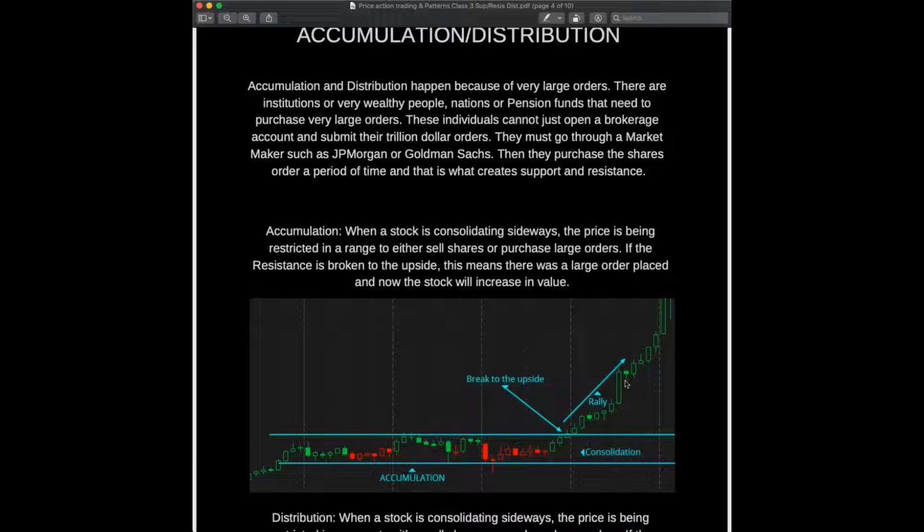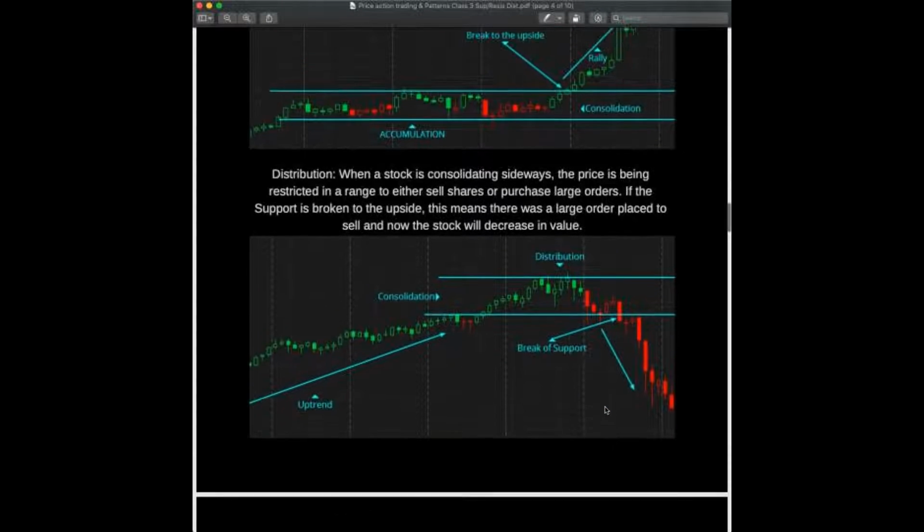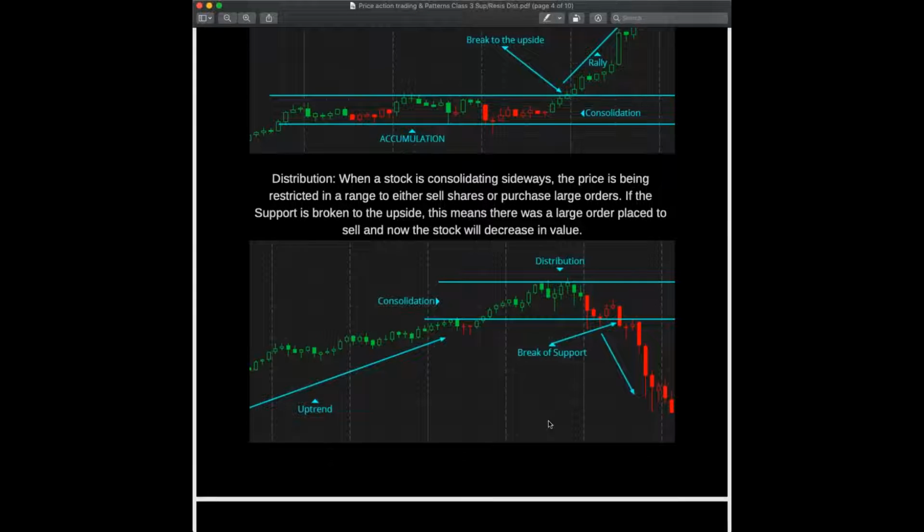Why do we rally? Because there are fewer shares outstanding, which is going to leave everybody else wanting to bid up the stock just to buy it, because they see it's breaking out, it's playing a breakout, whatever, and the price is rising. The market makers are increasing the price because all the demand is there, and there aren't enough shares to go around. So they're going to give the remaining shares to the highest bidders. Okay. Now, distribution is when a stock is consolidating sideways and the price is being restricted in a range to sell shares.